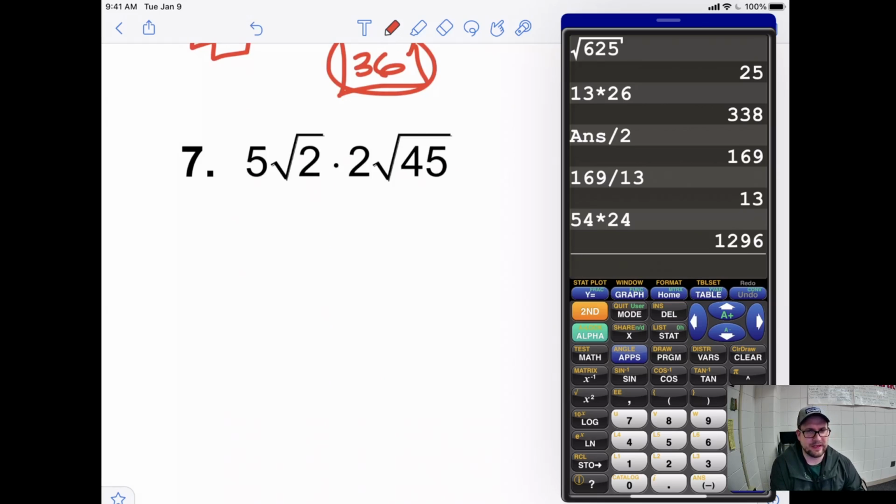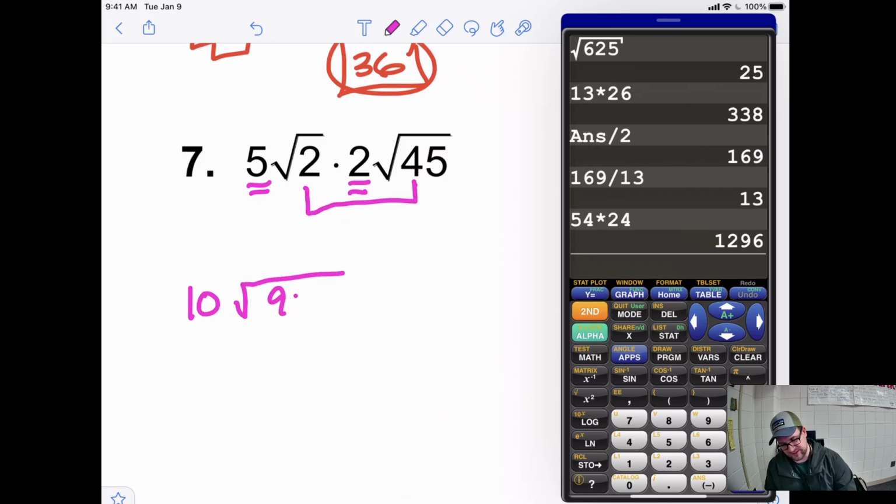We can think about it the same way if we wanted to, and maybe that's what I will show you. So coming over here, outside numbers just get multiplied. 5 times 2, that's going to be 10 on the outside. Now, for the inside numbers, if we take 2 times 45, that's going to give us 90.